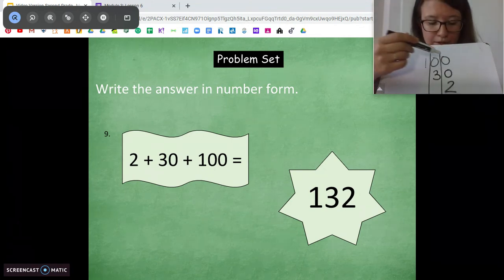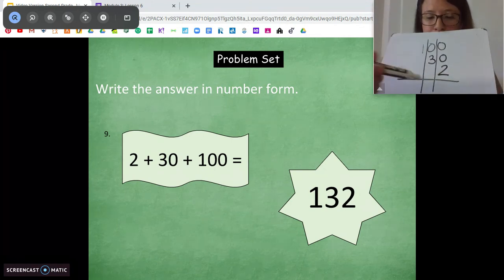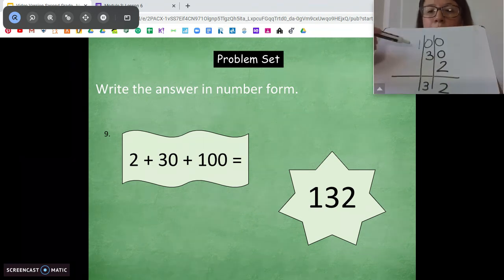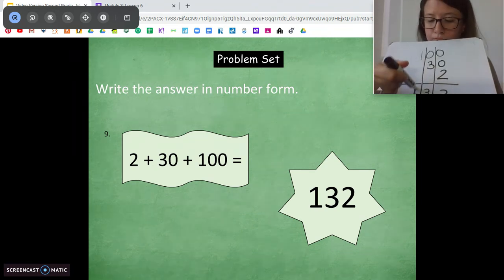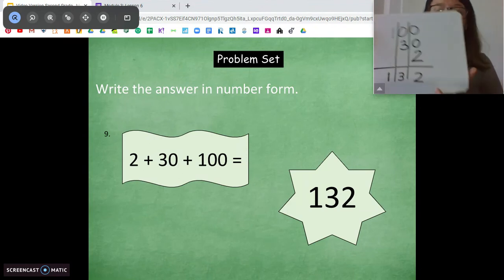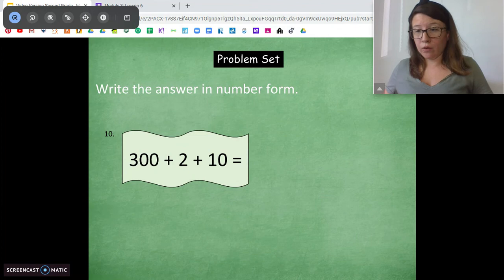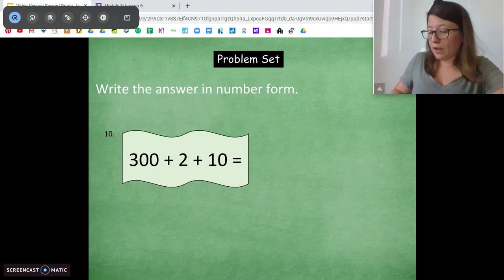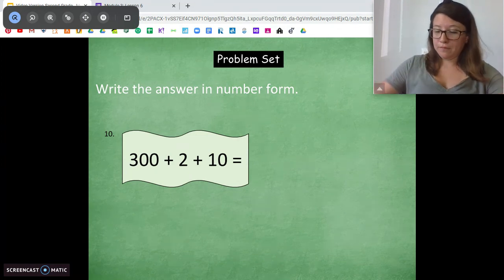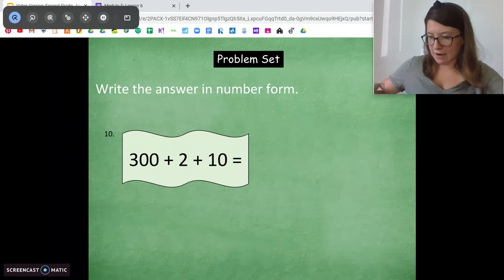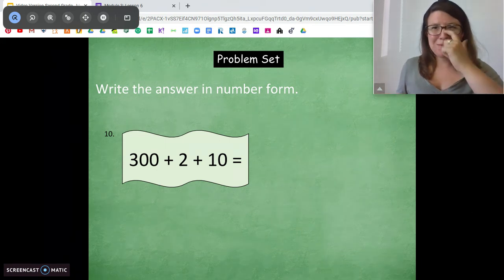When we add these numbers together, how many ones do we have? 2. How many tens do we have? 3. And how many hundreds do we have? 1. Don't get tricked up by the zeros. The number is going to be 132. Okay? Try this one on your own, and then we'll go over it. What's this number going to be? Break down the expanded form. Start with the hundreds. That'll make it easier for your brain rather than adding smaller numbers up.